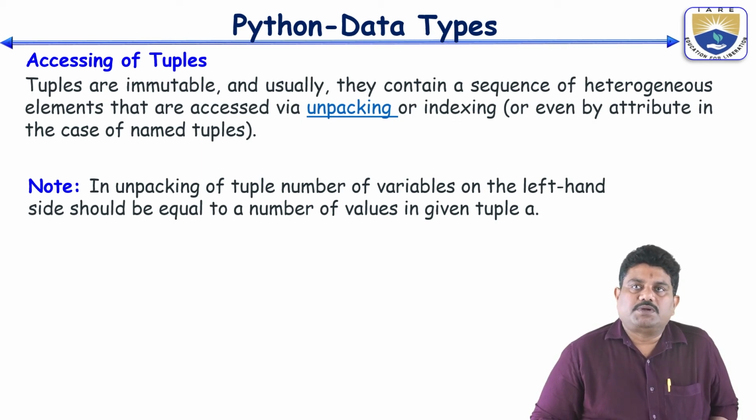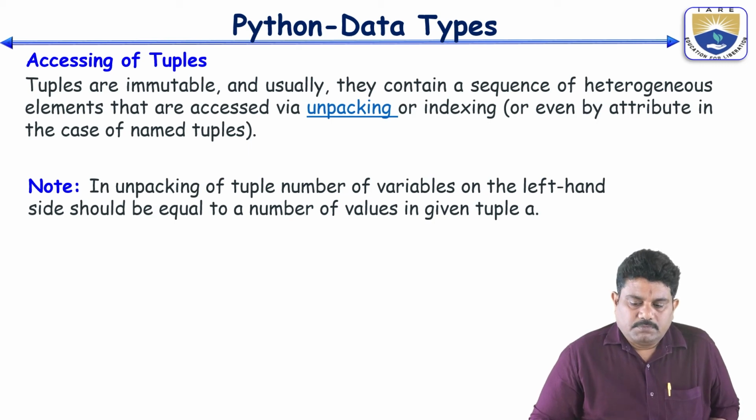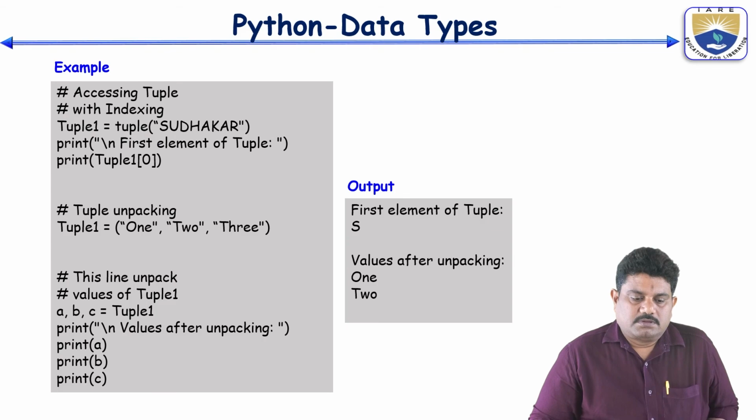From starting to ending, positive indexes go from 0 to n minus 1. Accessing tuple items from last to beginning uses negative indexes starting from -1 to -n. So that is how you can access the tuple values.